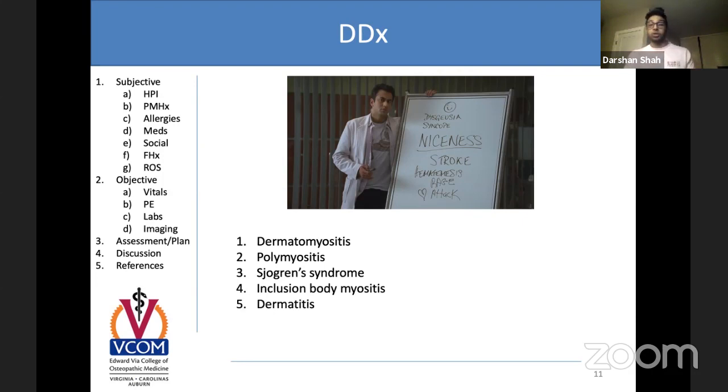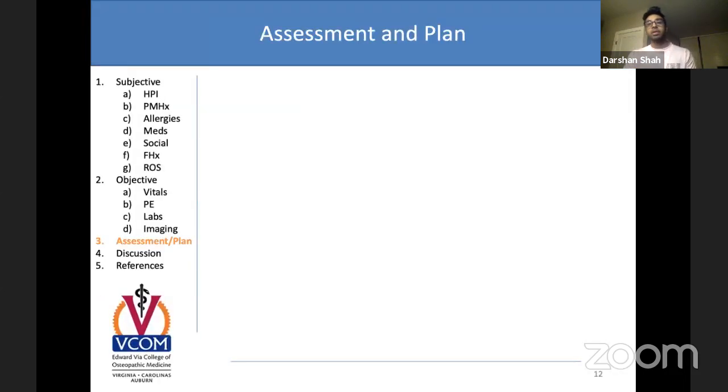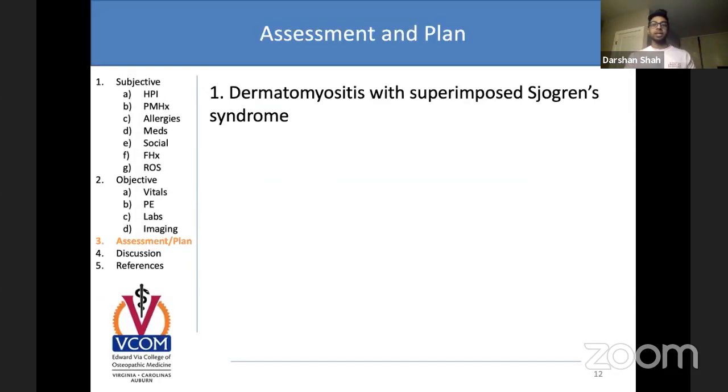Maybe he just has dermatitis with the rash. Maybe he has something called sarcoidosis, which could affect the lungs, and it could also be autoimmune. So assessment and plan. We're diagnosing this guy with dermatomyositis with superimposed Sjogren's syndrome. So two autoimmune diseases that this gentleman probably has.